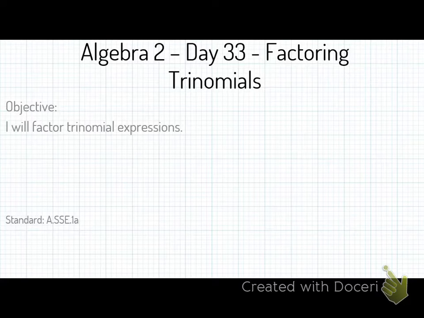Okay, so today is day 33. We're going to be factoring trinomials. Yesterday we talked about factoring the greatest common factor. And factoring means to break apart. Okay, break apart. So we talked about the GCF.